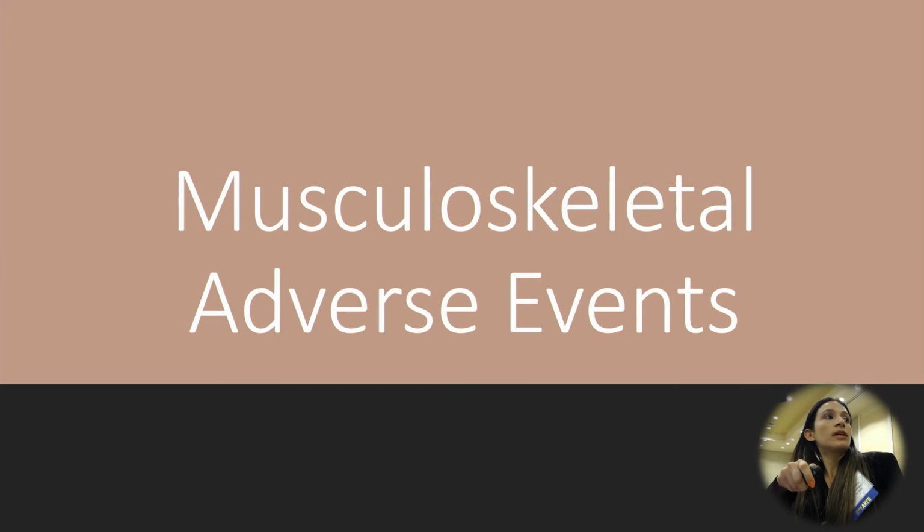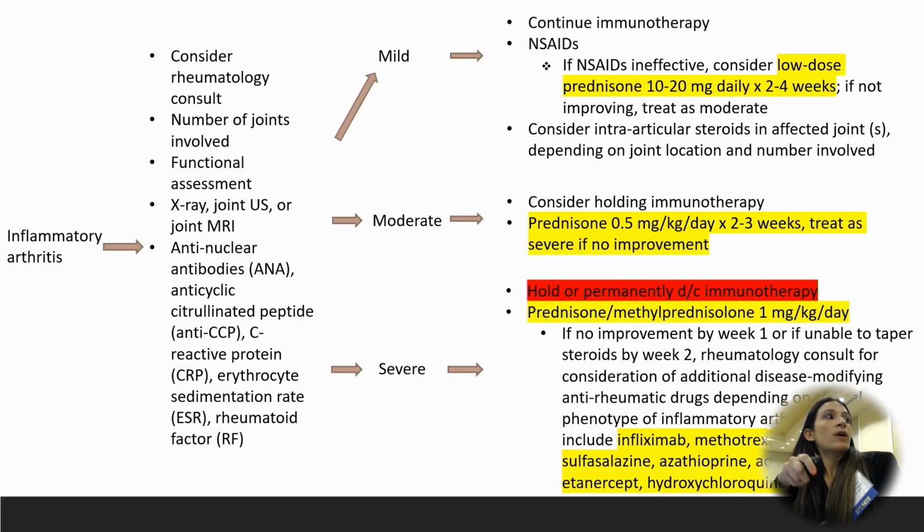For musculoskeletal adverse events, we have inflammatory arthritis. For mild, basically we're going to do steroids, but in this case, 10 to 20 milligrams daily for 2 to 4 weeks. So we're not doing the 0.5 or the one, we're just doing a lower dose. Moderate, there we go to 0.5 per kilo per day for a few weeks. And if the patient has severe, the reason for this is that they might end up with joint erosion, which you cannot reverse.